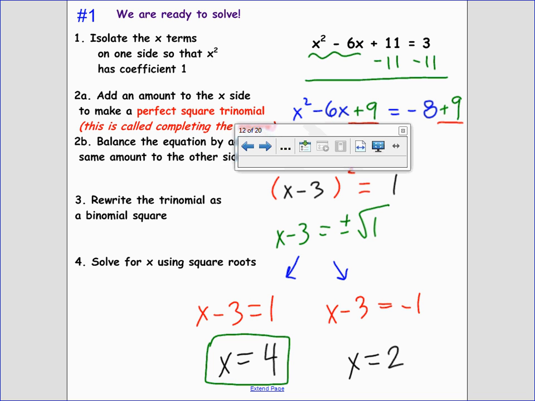In the second case, x equals 2. Into my original, I get 2 squared is 4. Minus 6 times 2 is minus 12. 4 minus 12 is negative 8. Negative 8 plus 11. By golly, that equals 3 too. So we found our solutions, and we've done it by taking square roots.